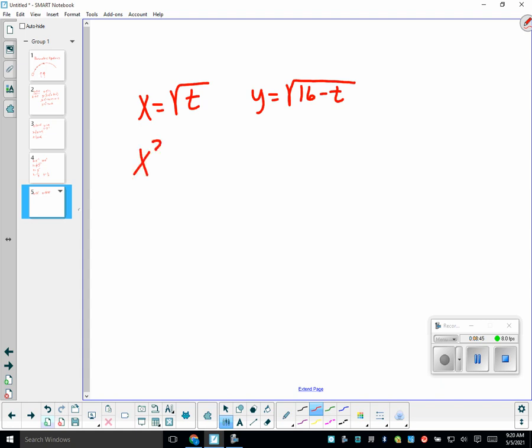So I have x squared equals t. Right? Square root of x squared minus 16. I can't square root it. Well, we should get the square root of 16 minus x squared, and then you're good.